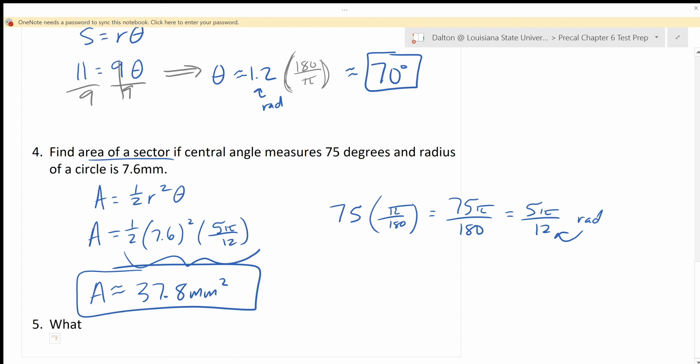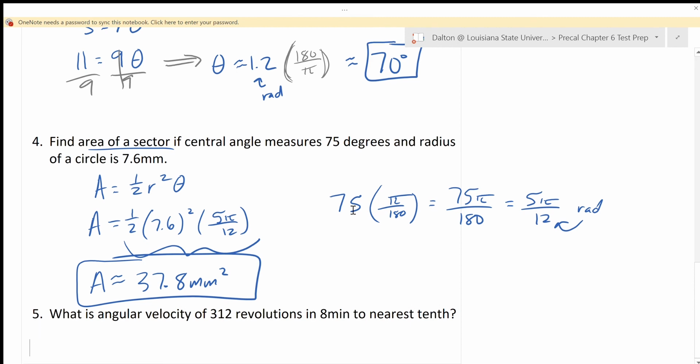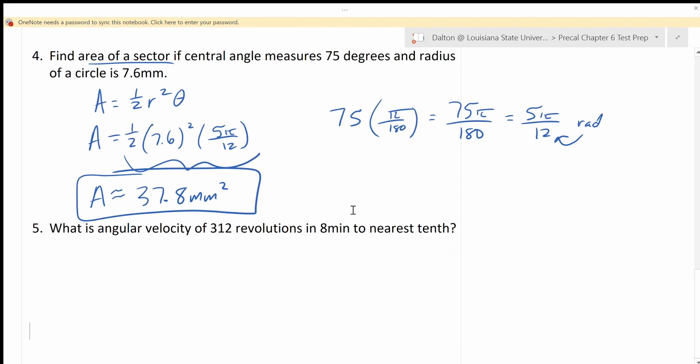Okay, we also had angular velocity and linear velocity issues. So let's say, what is the angular velocity of 312 revolutions in 8 minutes, to the nearest tenth? I'm looking for angular velocity. Again, you need to be able to recall the formula for that: omega equals theta over t. So it says, what is the angular velocity? So I'm looking for omega. And it says 312 revolutions in 8 minutes to the nearest tenth.